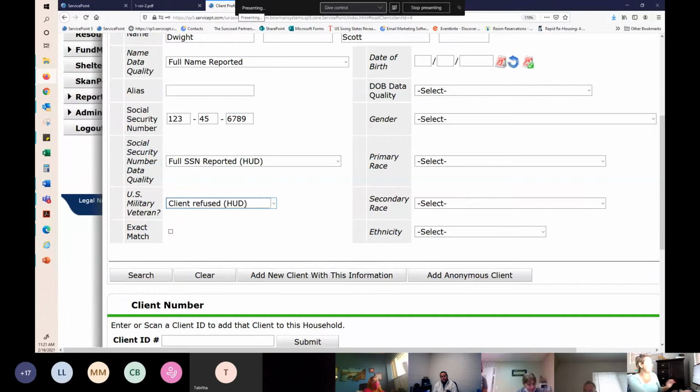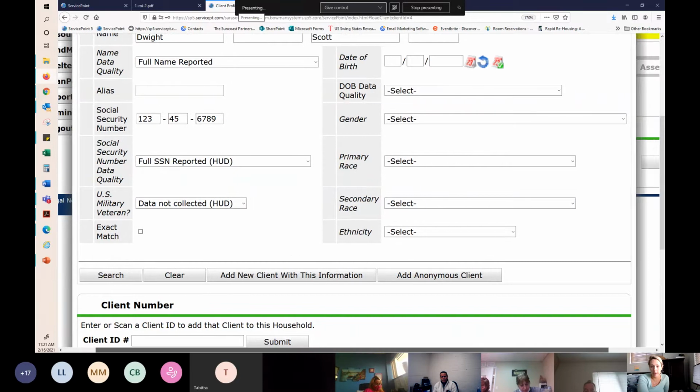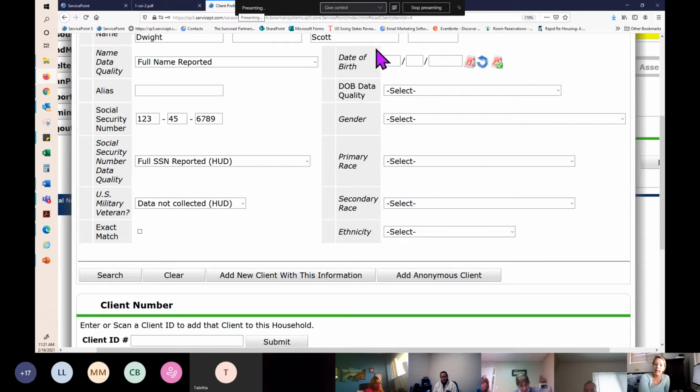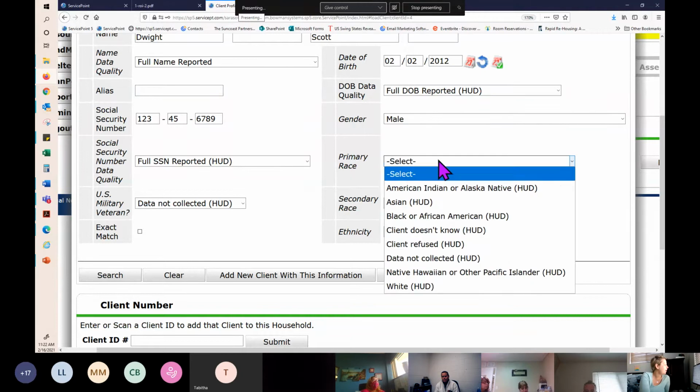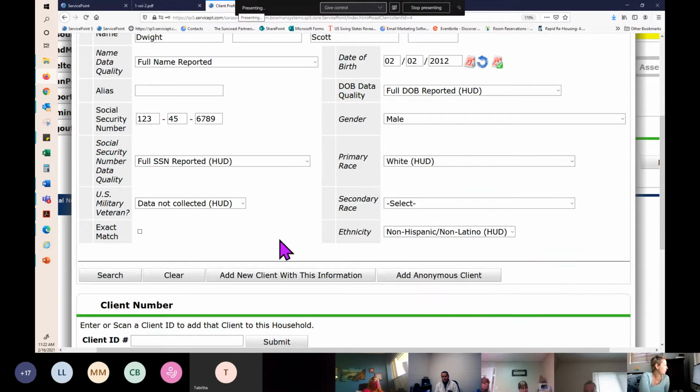For children and the U.S. military veteran, you are allowed to use data not collected as that response for any minors. So minors are allowed to have data not collected as the response for U.S. military veteran. That is because minors obviously cannot agree to serve in the armed services. Okay. There we go. Full date of birth. He is a male. He is white and non-Hispanic.